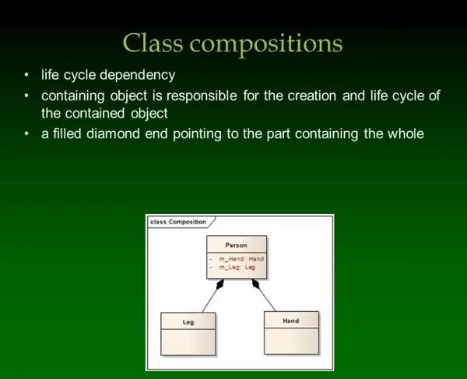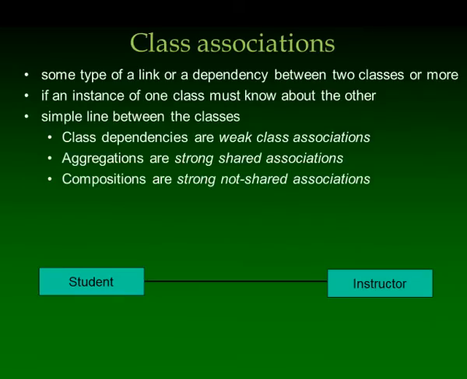A lot of times it's not very clear whether it should be a composition or an aggregation. So sometimes people are a bit sloppy and they're not sure whether it's a black diamond or a white diamond. But in general, the definition is what it means. And there are associations that just say there is some sort of relationship, some sort of dependency between these two classes. There's an association between two classes if an instance of one class must know about the other in order to perform its work. So associations are represented with a simple line between the classes.